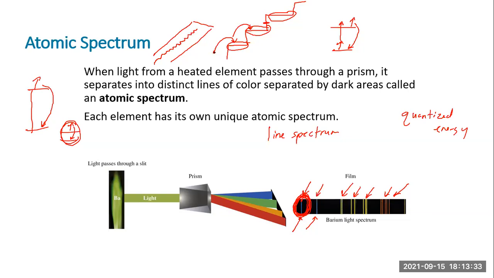When you're walking stairs, you really do have to get yourself onto every step. Otherwise, you're going to fall. So this would be more of a continuous spectrum. This is more of a line spectrum. And this is more quantized energy, which is basically what elements do. Any questions on that?